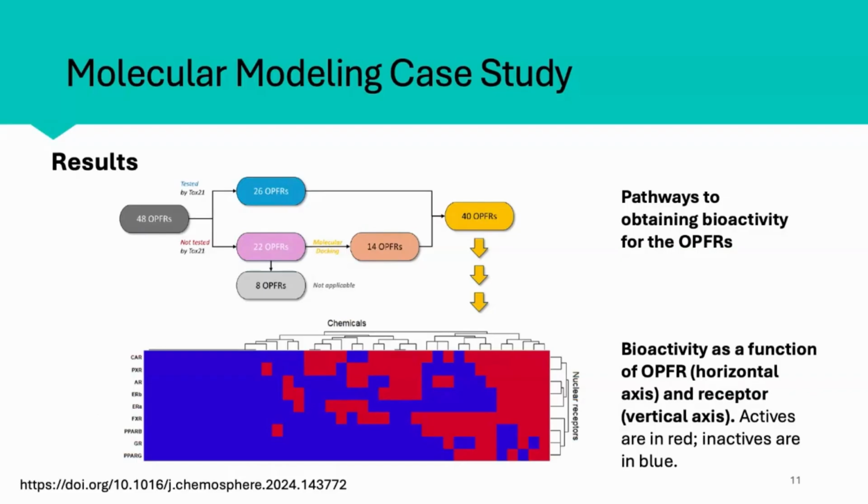So in that heat map below is shown the bioactivity as a function of the OPFR, the chemical that's on the horizontal axis, and the particular receptor, which is shown on the vertical axis. So the actives are in red and the inactives are in blue. And again, they've aggregated both the in vitro and the in silico results. And at least over this battery, you see perhaps a little less than half of the squares in this assay heat map are highlighted as bioactive.